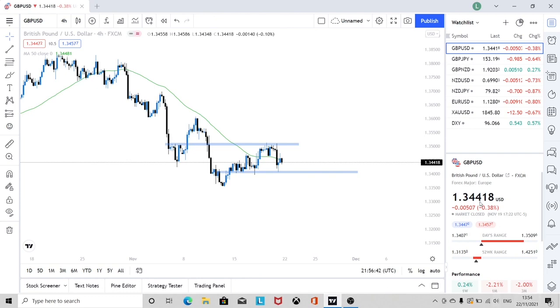The DXY is there just for confluence on gold because it's a strength against it. It's like the US dollar currency index, so it's always good to know whether that's going up or down. Theoretically, if the DXY is going up, gold should be going down. But more on that later on.